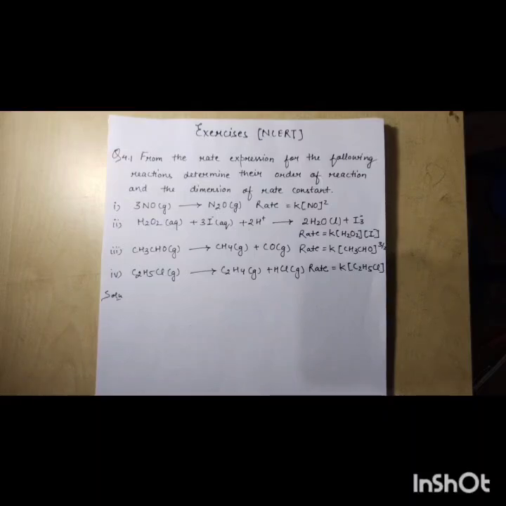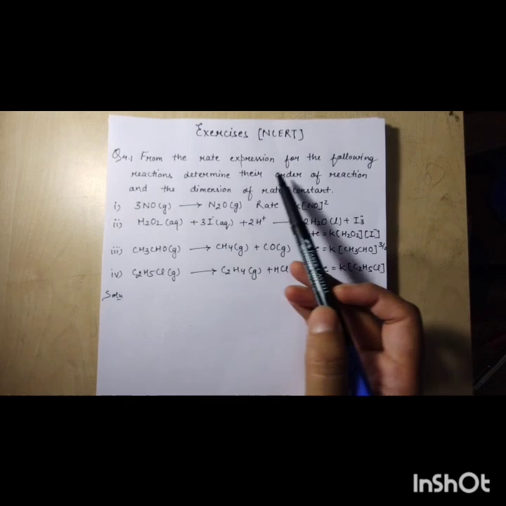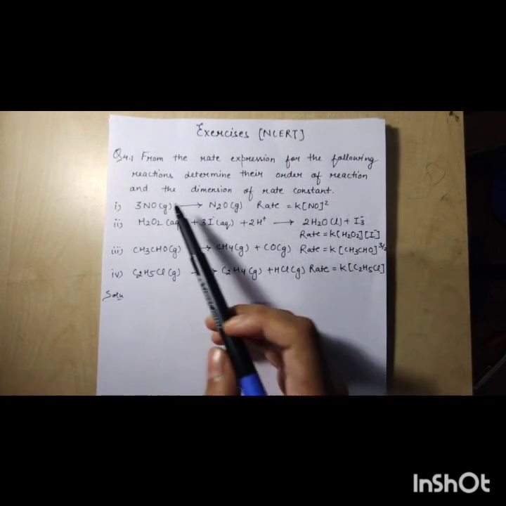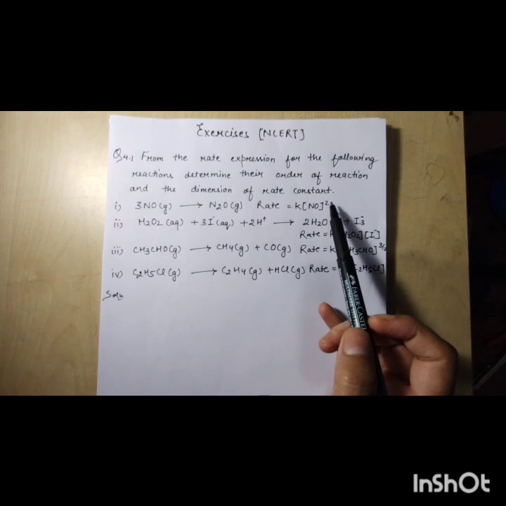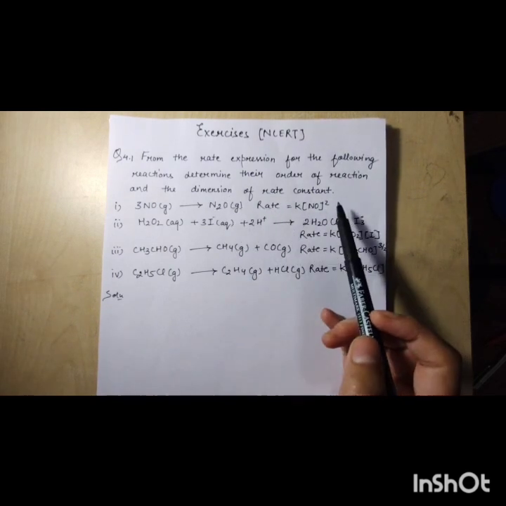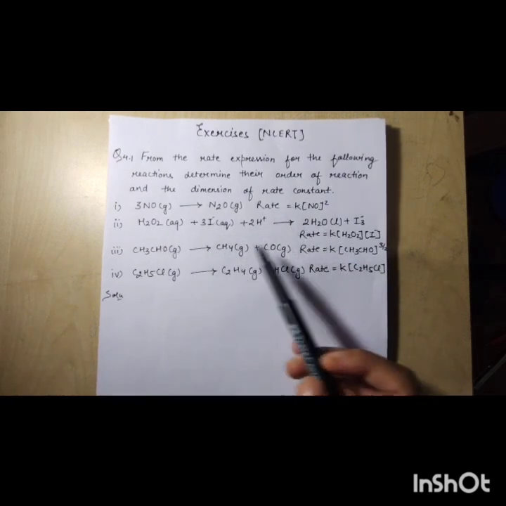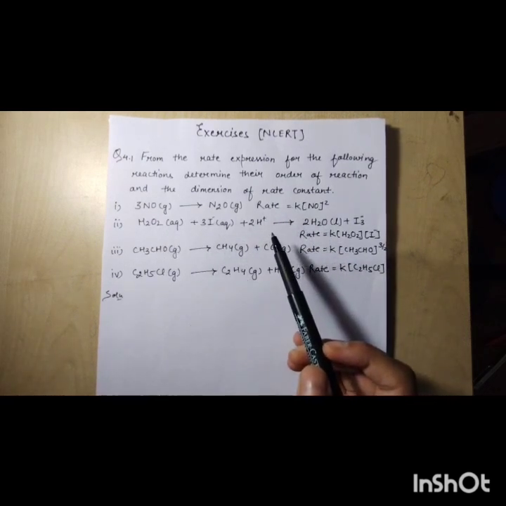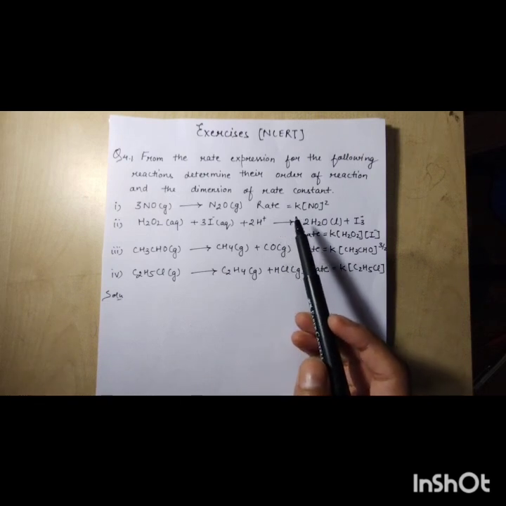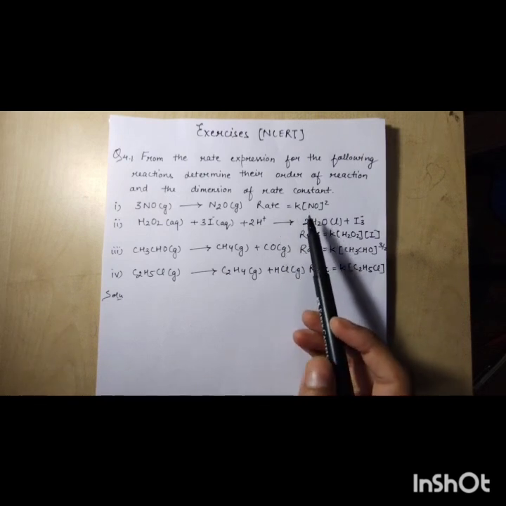Hello students. So today we will solve some NCERT exercise questions. So the first question is: from the rate expression for the following reaction, determine their order of reaction and the dimension of rate constant. Dimension means unit of rate constant. So the reaction is given. We have to find out the order of reaction and dimension of rate constant, or unit of rate constant.